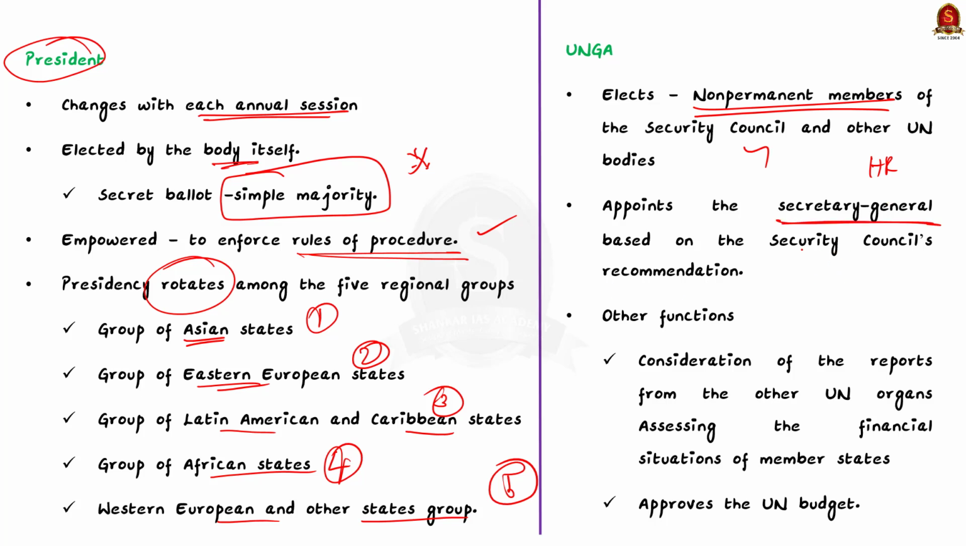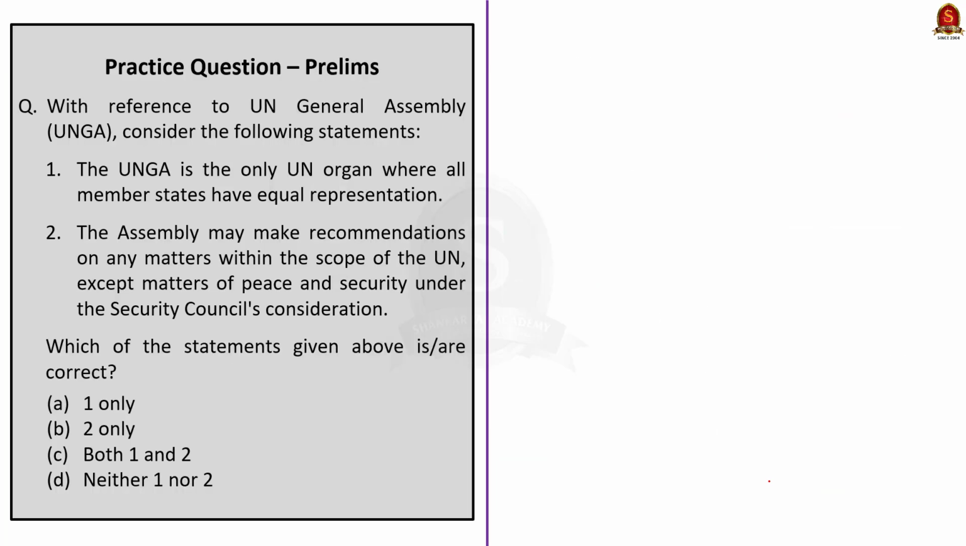Apart from this, its other functions include the consideration of the reports from other organs of United Nations, assessing the financial situations of member states, and also to approve the UN budget. So that's all about United Nations General Assembly. With this, let us move on to the next news article.